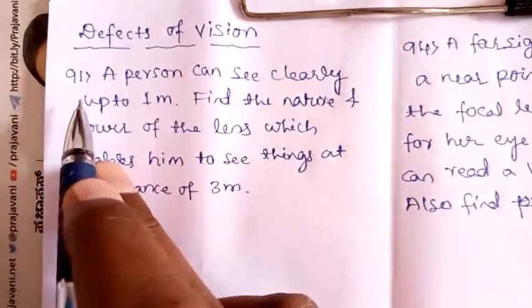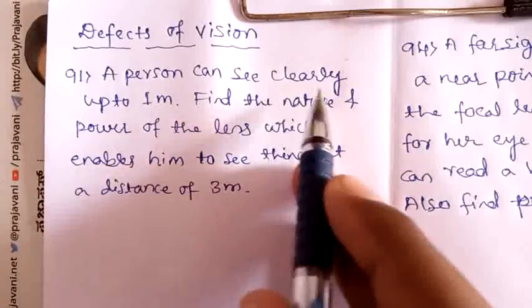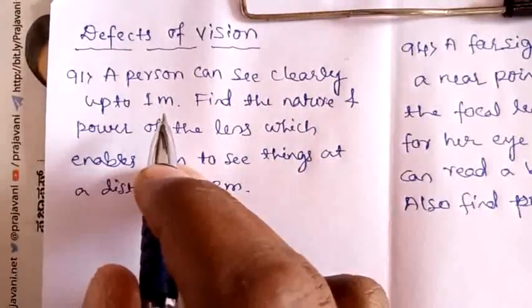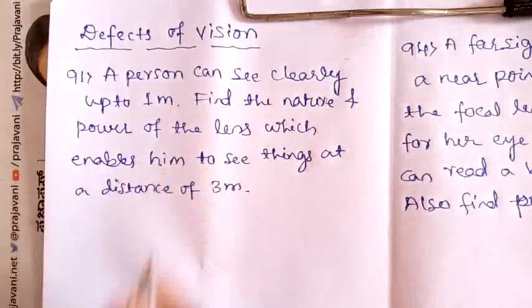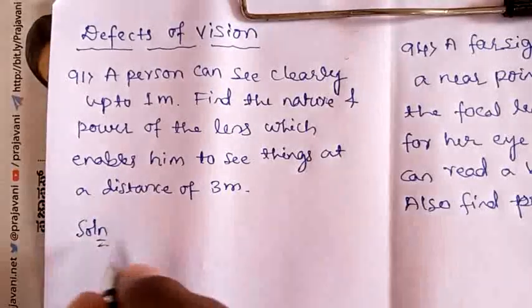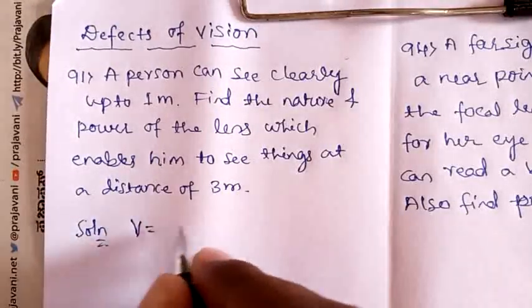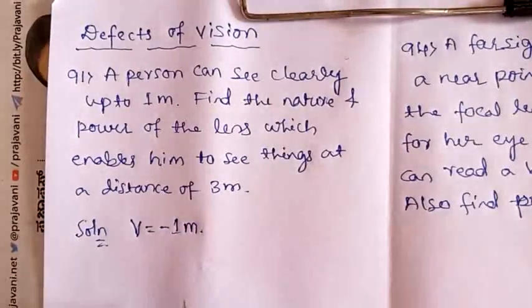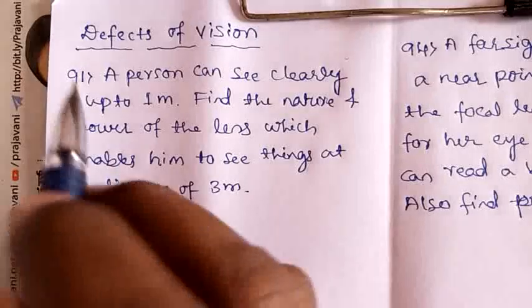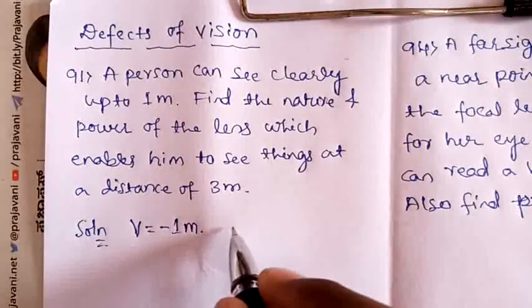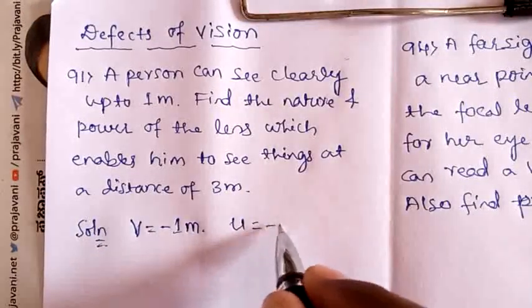So, question number 91. A person can see clearly up to 1 meter. Means the clear distance can be taken as image distance. That image distance can be taken as minus of 1 meter. Then find the nature of power of lens which enables him to see things at the distance of 3 meter. Means object distance is given, that is a minus of 3 meter.